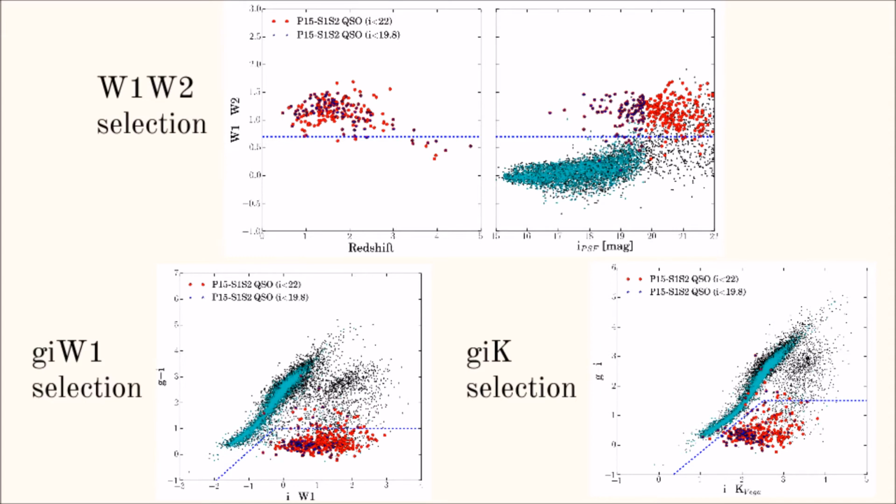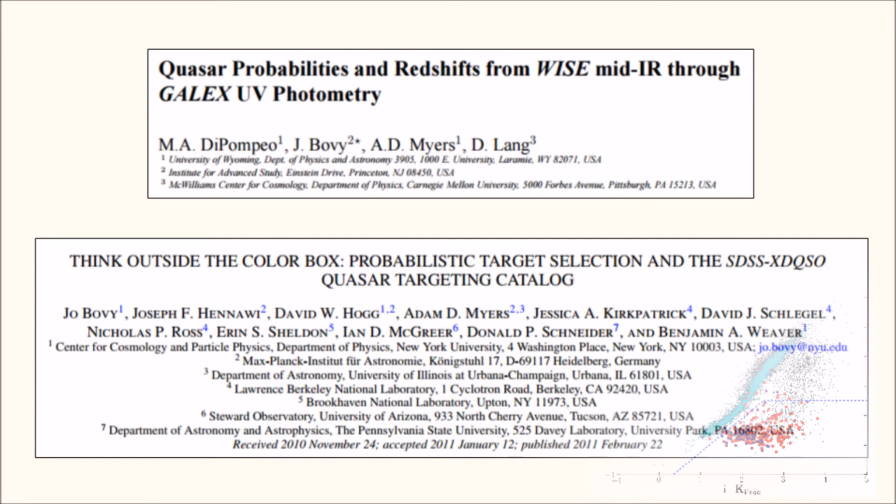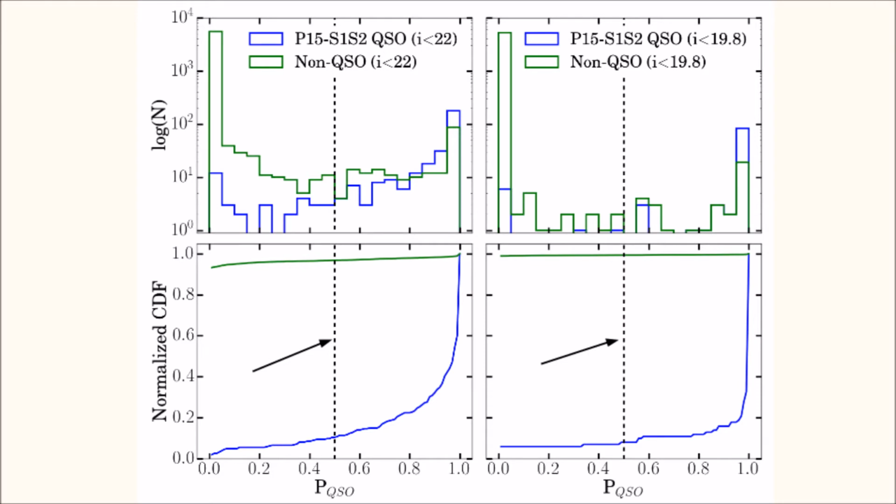Next, we look into probabilistic selection of quasars using the XDQSO algorithm, which calculates the probability of an object being a quasar given its fluxes. For our XDQSO implementation, we made use of the DES optical and the Y, W1 and W2 bands, and set a cut at P_QSO of greater than 0.5 for being selected as a quasar. The majority of non-quasars have low P_QSO, while quasars mostly have P_QSO greater than 0.5.